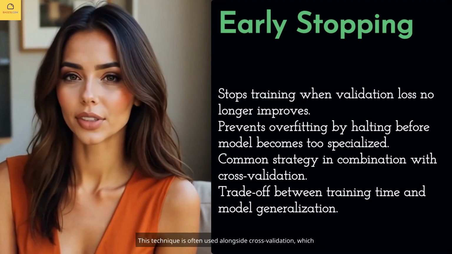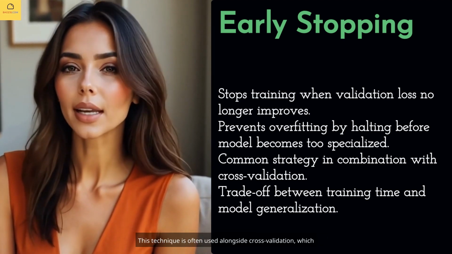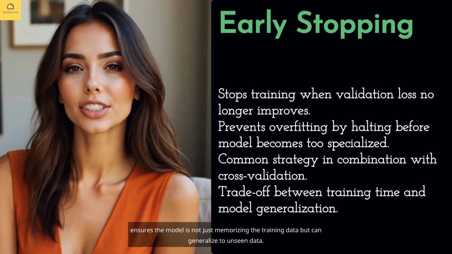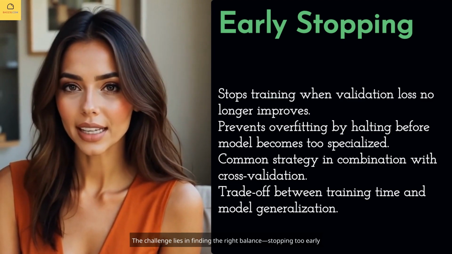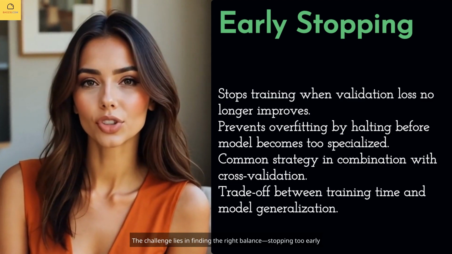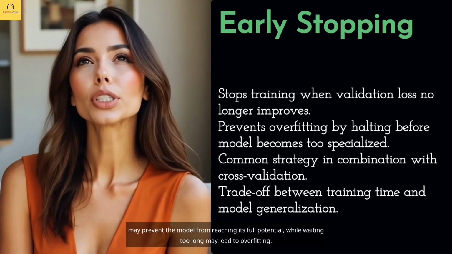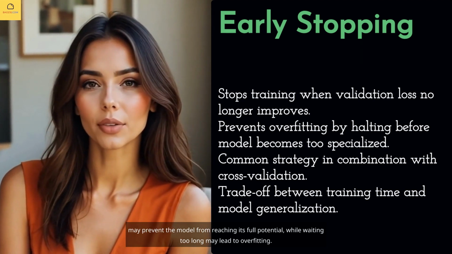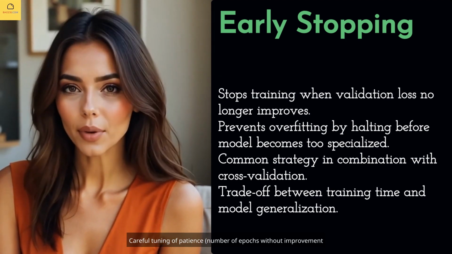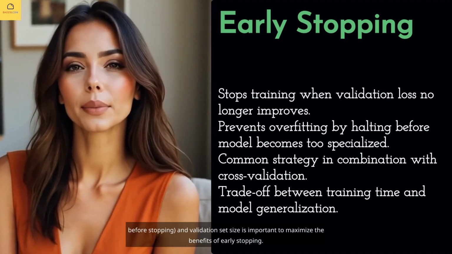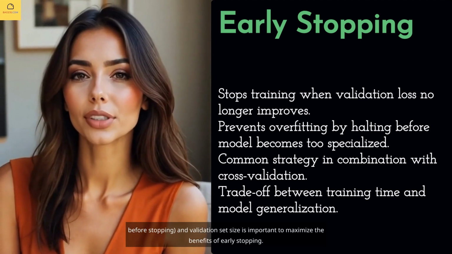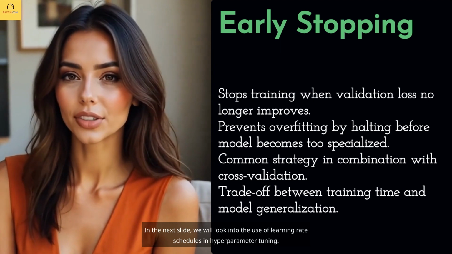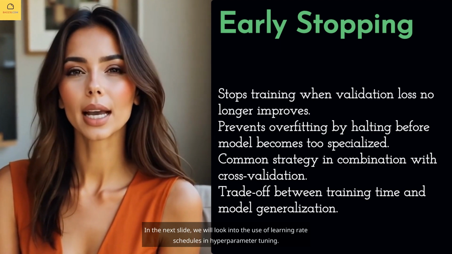This technique is often used alongside cross-validation, which ensures the model is not just memorizing the training data, but can generalize to unseen data. The challenge lies in finding the right balance. Stopping too early may prevent the model from reaching its full potential, while waiting too long may lead to overfitting. Careful tuning of patience, the number of epochs without improvement before stopping, and validation set size is important to maximize the benefits of early stopping.